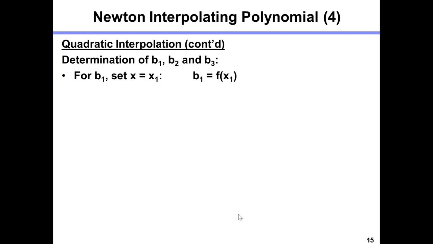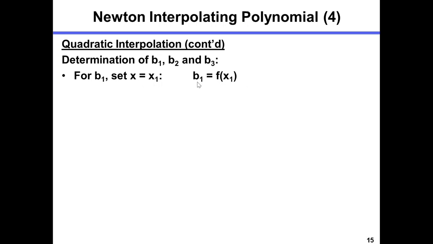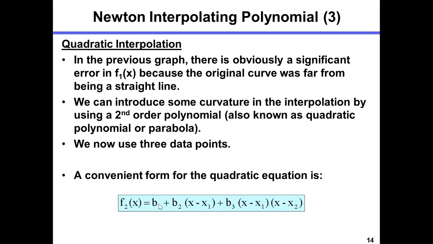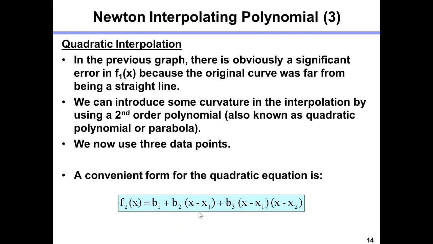And then we want to determine b1, b2, and b3. So for b1, we're just trying to solve that. We're going to set x equal to x1, so we're going to find that b1 is equal to f of x1. Let's go back to here. In this equation, if I put x equal to x1, let's see what's going to happen.